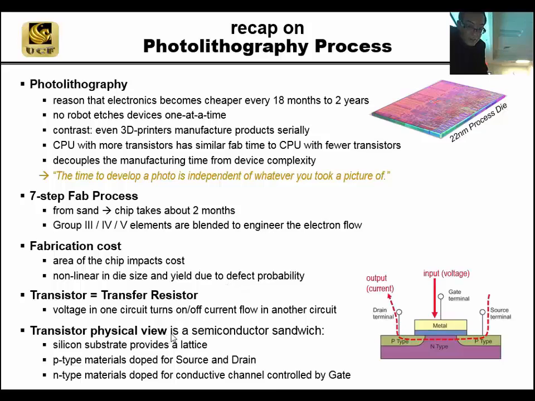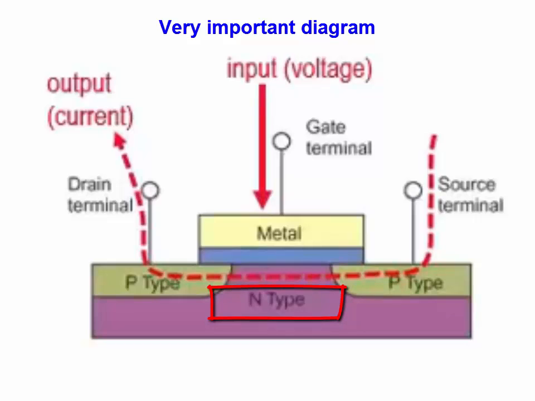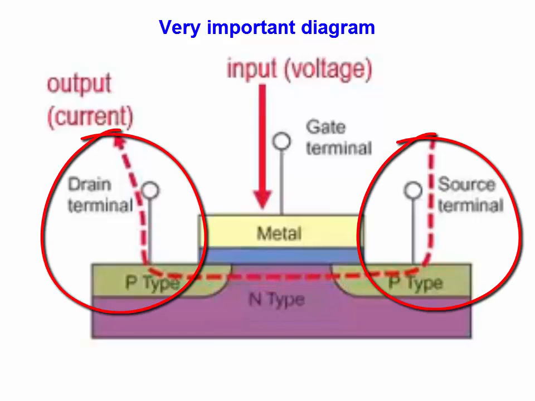Physical view: if I had a single diagram of how a FET works, this is probably all you really need to know. If you're a computer engineer or above, or an electrical engineer, you can take a course designing these. Here we have an N-type doped substrate, and we put two P-wells here. One becomes source, one becomes drain. This red arrow is showing the path of current through here.